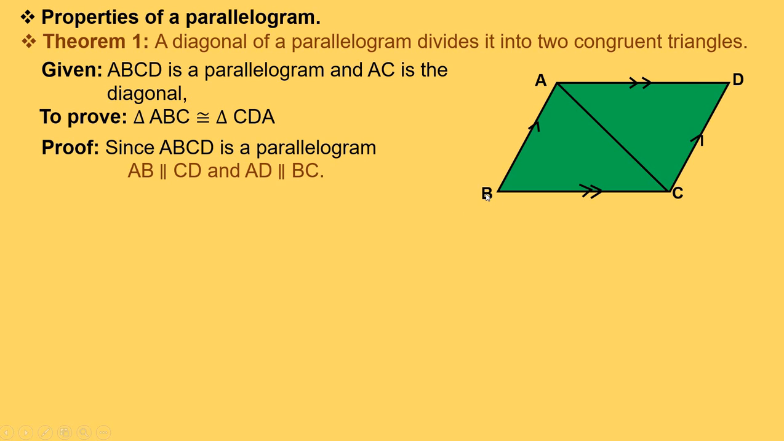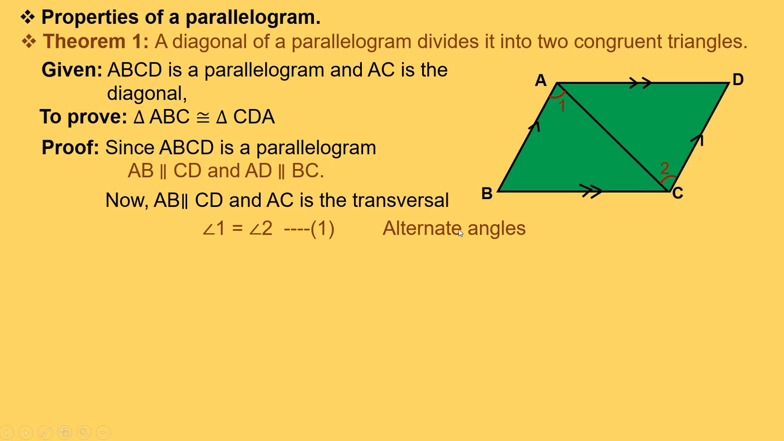Now we know that AB is parallel to CD and AC is the transversal. So angle BAC will be equal to angle DCA. That is, alternate angles are equal. So we'll take it as angle 1 and angle 2. Therefore, angle 1 is equal to angle 2, alternate angles. Let's take it as equation 1.